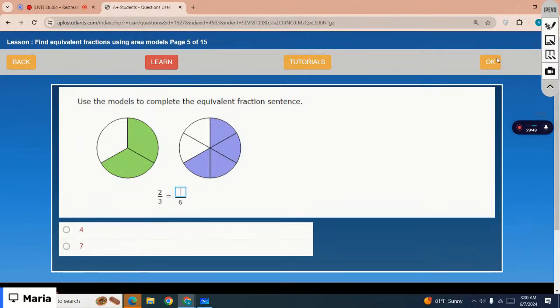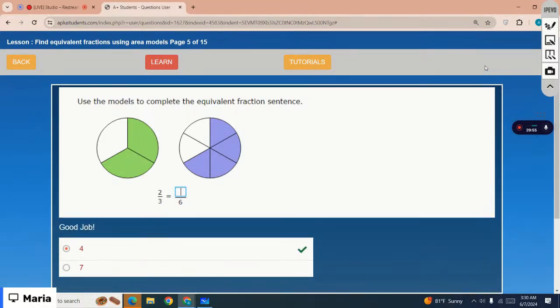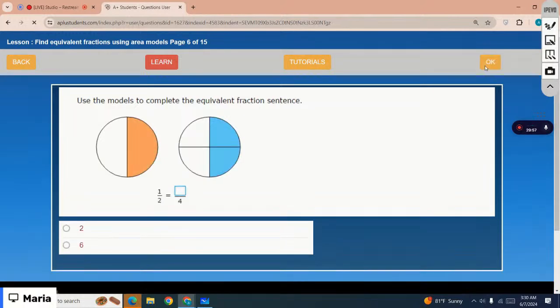The correct option is 4 out of 6, right? Very good. The correct option is 4 out of 6. Use the models to complete the equivalent fraction sentence. 1 by 2 equals.